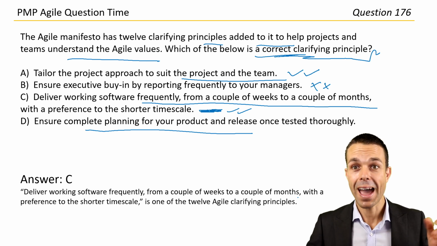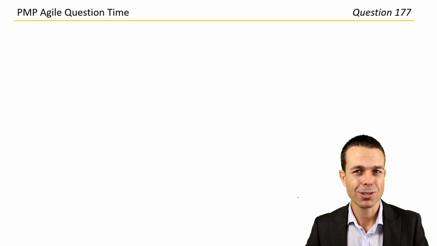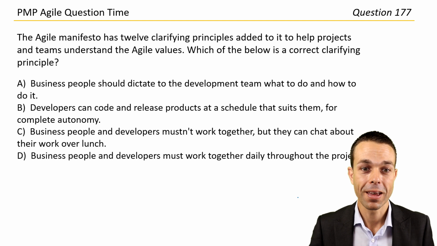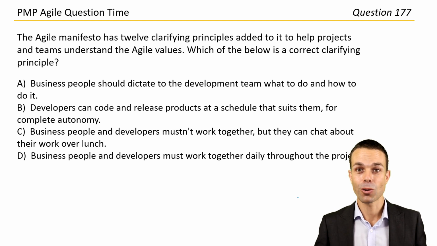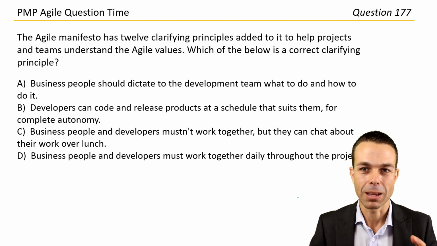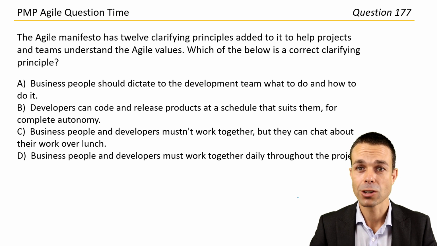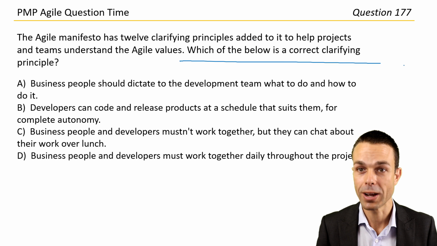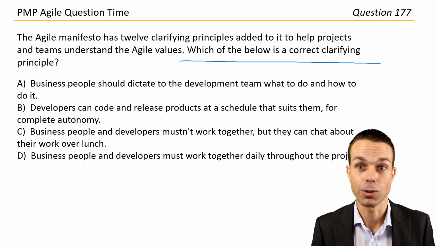Really well done. And also really well done is the last question, which we're up to, and you've done an amazing job. Here we are. It's another clarifying question, and this is great. Now we get to get more information from the actual source. This is the 12 clarifying principles. What is a correct clarifying principle here?